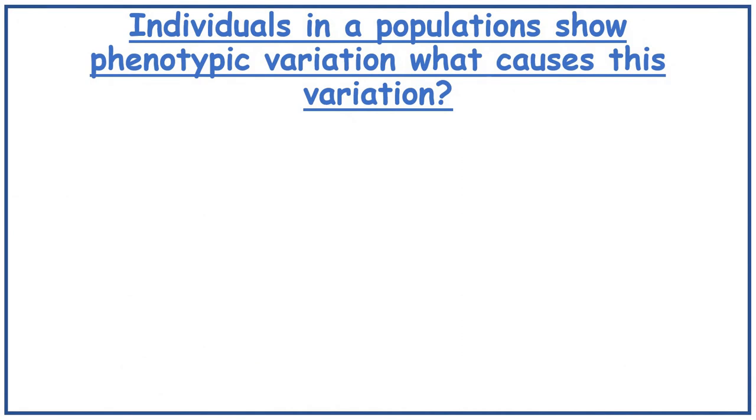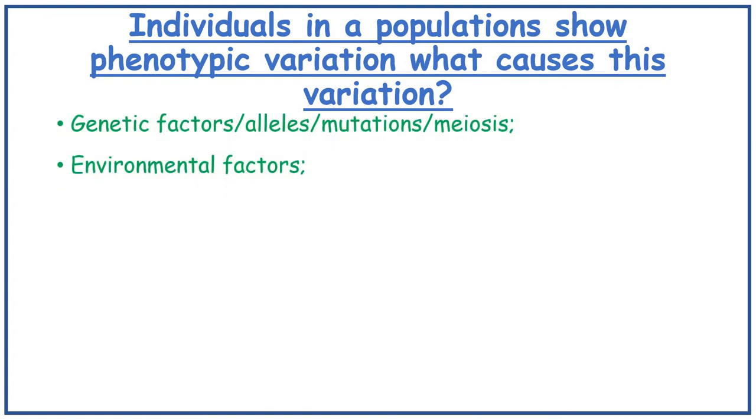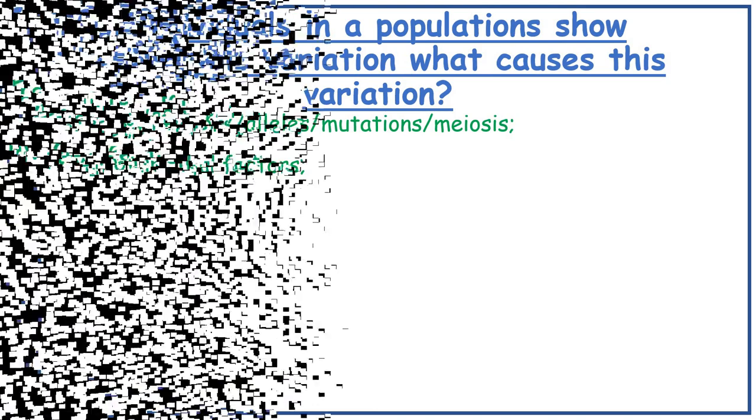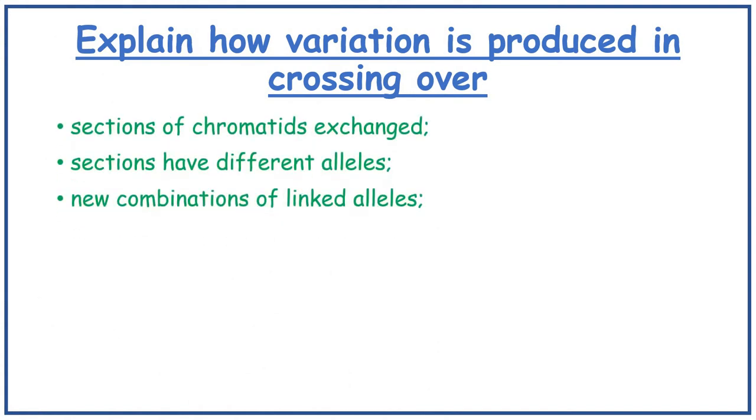Individuals in a population show phenotypic variation. What causes this variation? It could be due to genetic factors or environmental factors. Explain how variation is produced in crossing over. Sections of chromatids get exchanged. Sections have different alleles, so new combinations of linked alleles are formed.